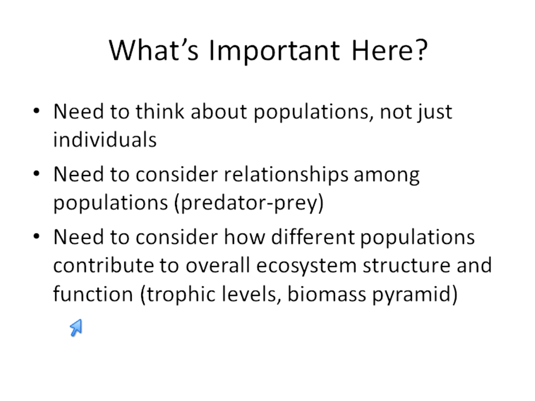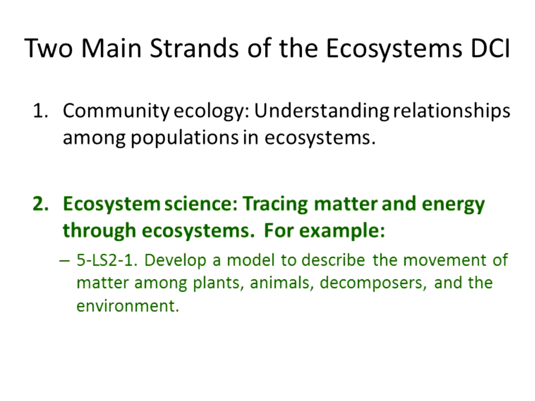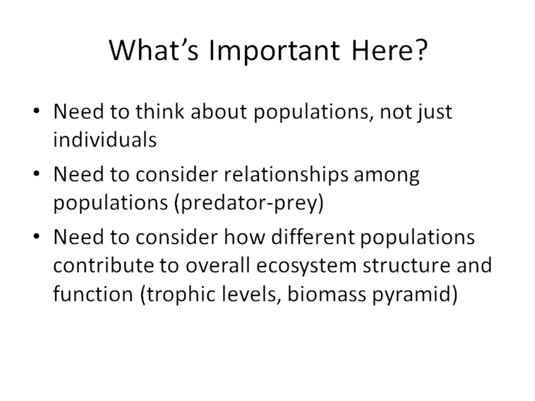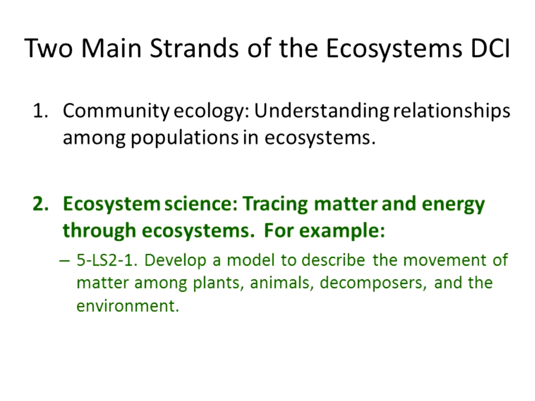They also need to consider how these different populations contribute to the overall ecosystem structure and function, like thinking about different trophic levels. The deer and the wolves are on different trophic levels, and that can explain the size of each trophic level. This is important when you're looking at biomass pyramids or trophic pyramids, and we're going to talk about that a little later. This is just an example of the population interactions for community ecology. We didn't talk about how the abiotic and biotic environments interact yet, but we'll talk about that a little later.